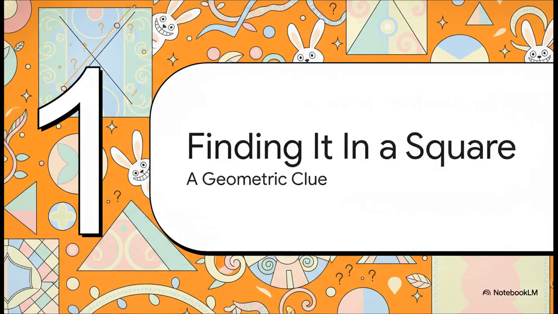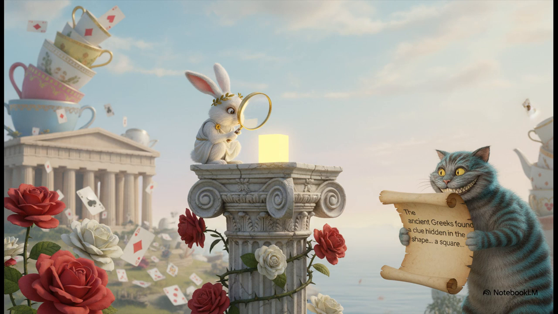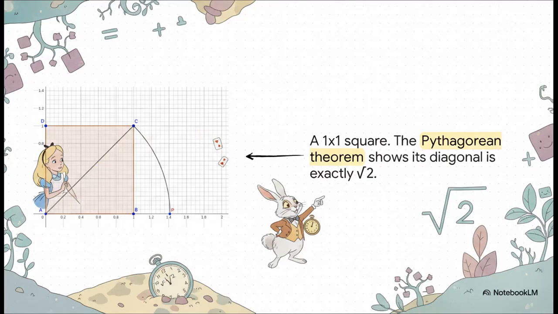To find our first real clue, we've got to do something a little different. We need to step away from just crunching numbers and actually look at shapes. Because it turns out this number isn't just some abstract idea. It's a real physical length you can literally see and measure. Yep, the ancient Greeks, who thought about math with their eyes and their hands, found the answer hiding in plain sight. It was inside the most basic shape you can imagine, a simple 1-by-1 square.